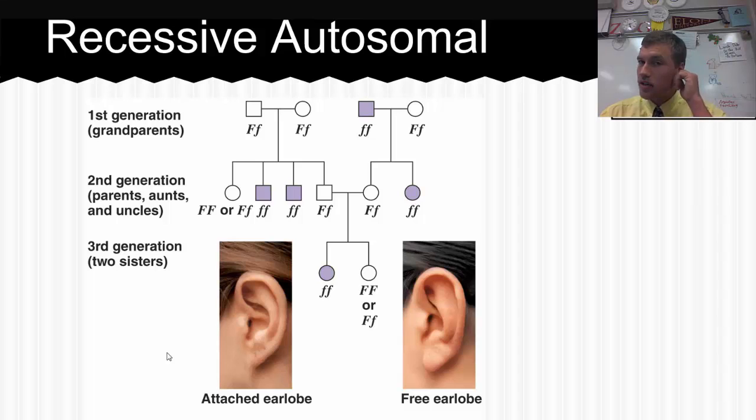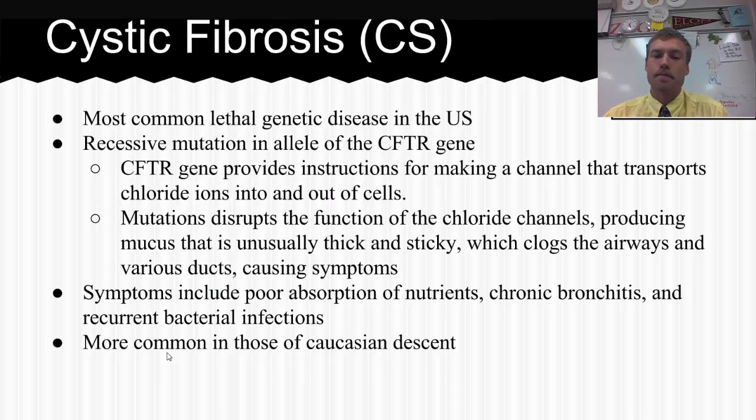And you can kind of see that on yourself, see whether or not you have attached or free earlobes. You can look and see how they move through, and you can actually trace your own family's ancestry and see whether or not your grandparents or cousins or whatever have attached or free earlobes, and you can make your own little pedigree of your family.